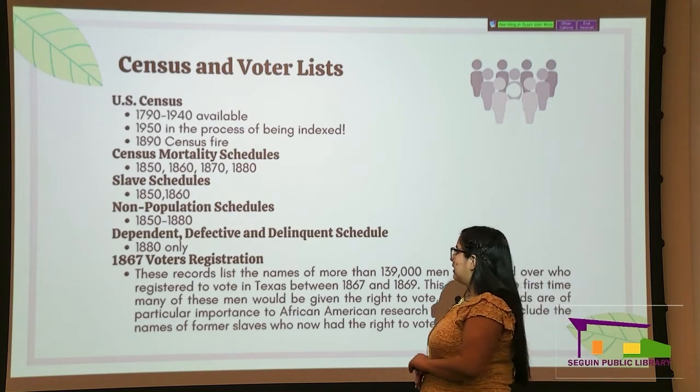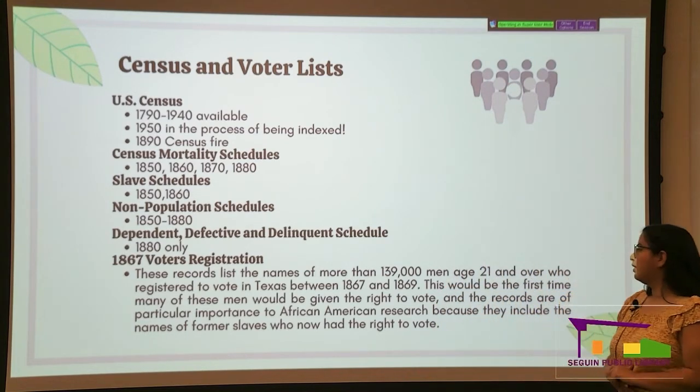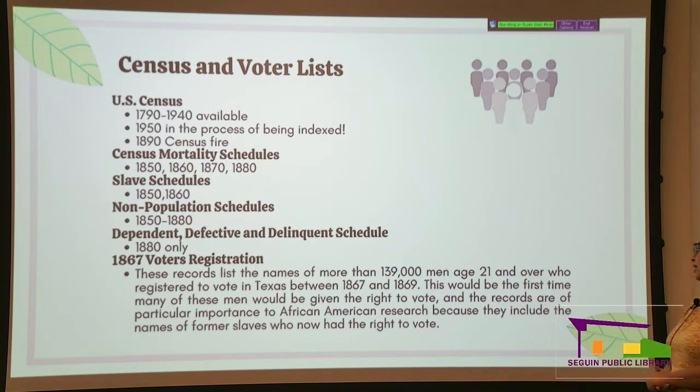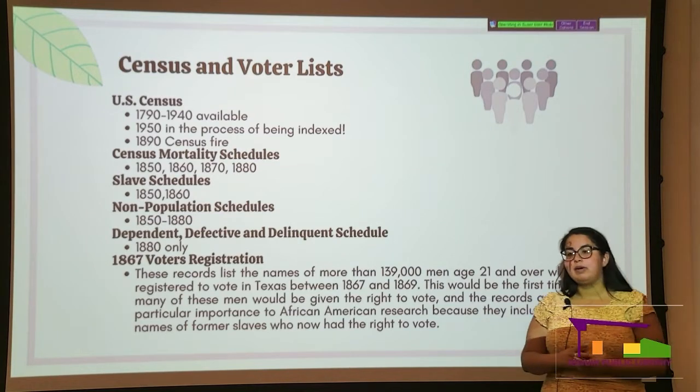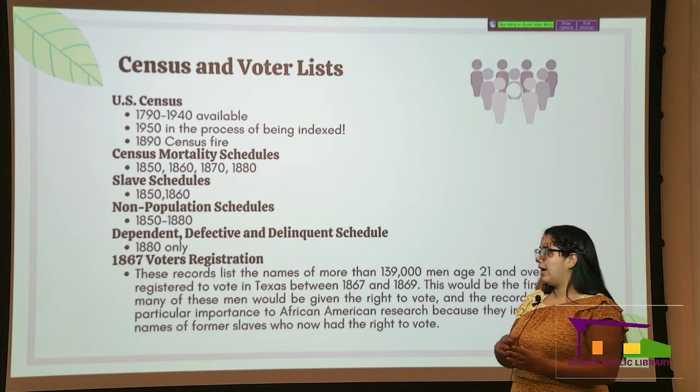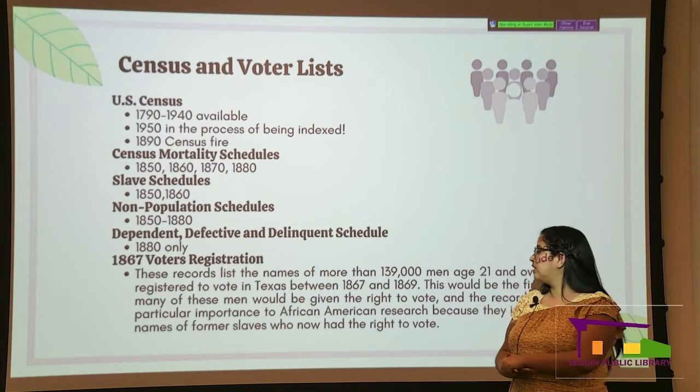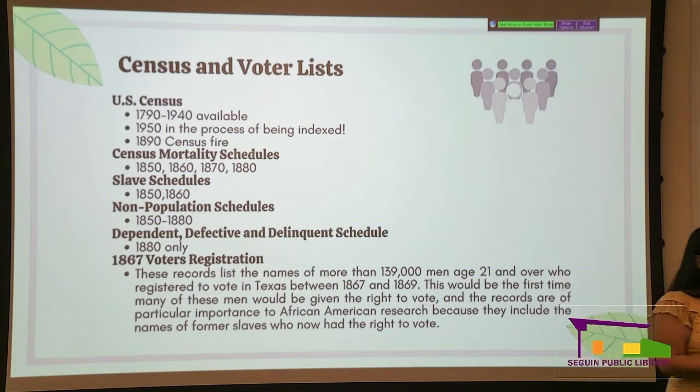And then 1867 voter registration. These records list the names of more than 139,000 men of the age 21 and over who were registered to vote in Texas between 1867 and 1869. And this was the first time that many of these men would be given the right to vote. And the records are of particular importance to African American research because they include the names of former slaves who now had the right to vote. So before this time period, it was really hard to track those African American ancestors, but these records allow you a really good starting point for your family history if you need that. So that's one of the collections.